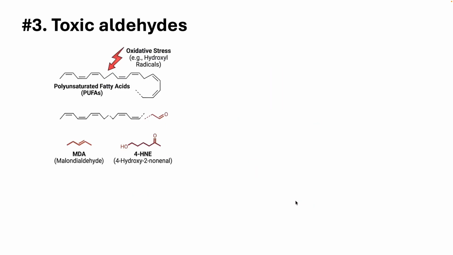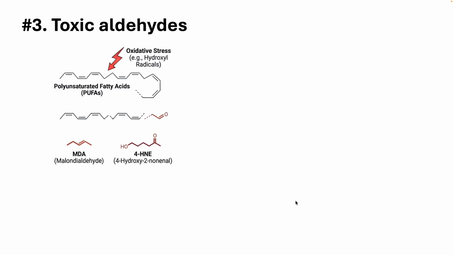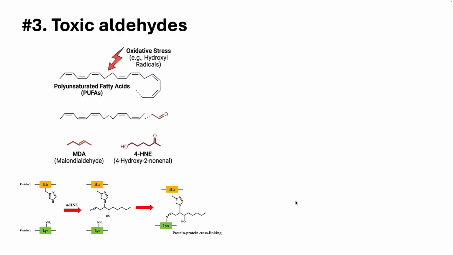But the damage doesn't stop here. The breakdown products of peroxidized lipids are reactive aldehydes, specifically 4-hydroxynonenal and malondialdehyde. Unlike the hydroxyl radical, which has a life of around 1 nanosecond, these aldehydes are stable enough to diffuse away from the site of origin, and these guys are bad news. 4-HNE acts like a molecular glue, binding and inactivating critical enzymes and ion channels across the cell. Here you can see how 4-HNE cross-links histidine and lysine residues.